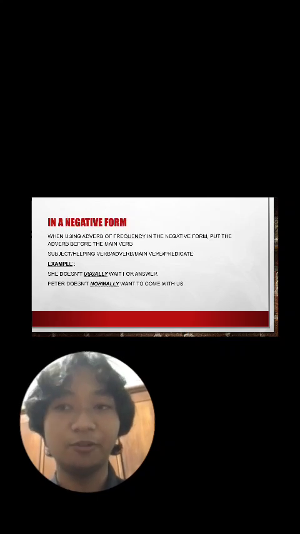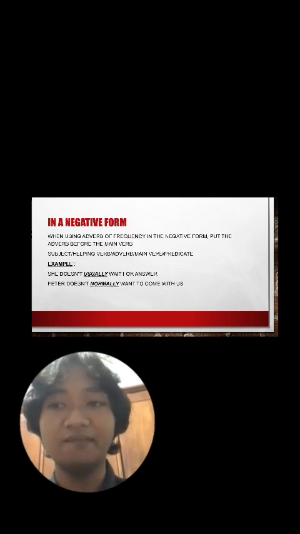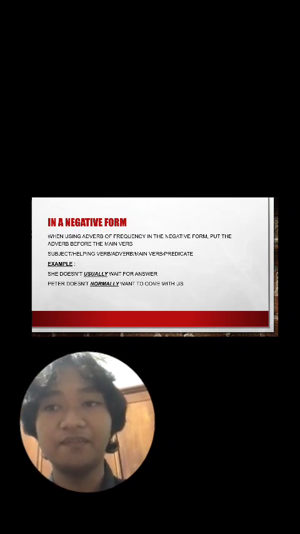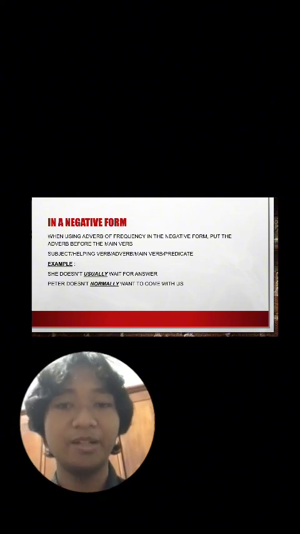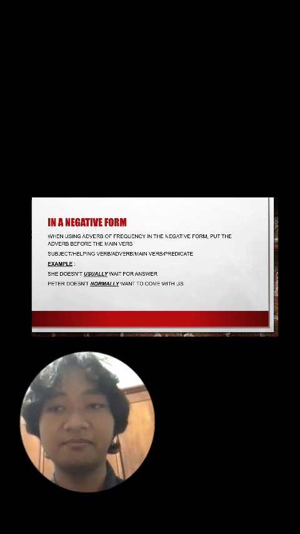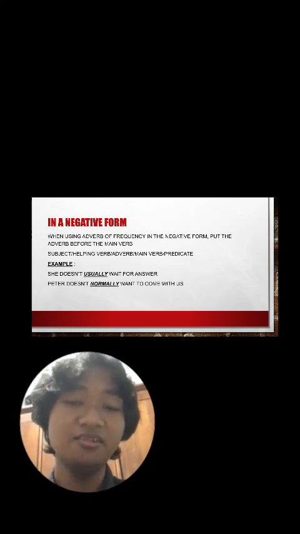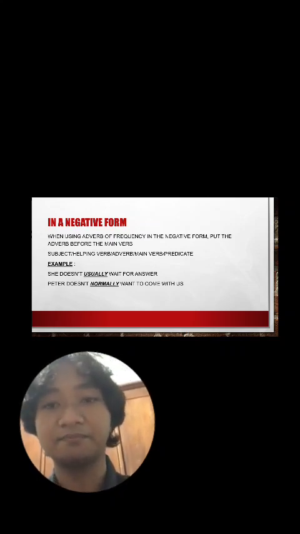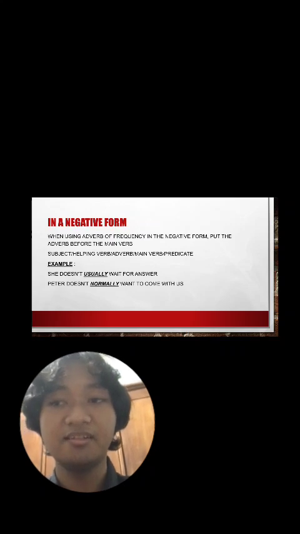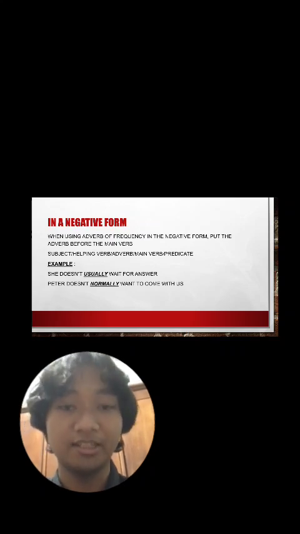In a negative form, when using adverb of frequency in a negative form, put the adverb before the main verb. The structure is subject, helping verb, adverb, main verb, and predicate. For example, she doesn't usually wait for answer. Peter doesn't normally want to come with us.